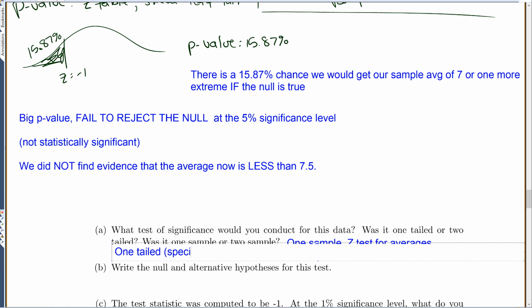Specifically, the left tail. But she doesn't get that detailed on the exam. She doesn't ask you if it's left tail or right tail or both tails. She just says one tail or two tail.